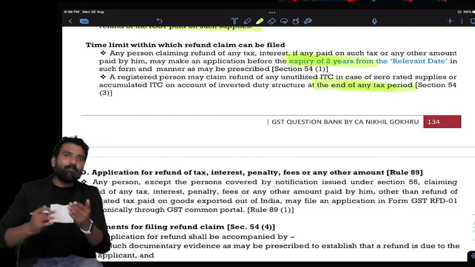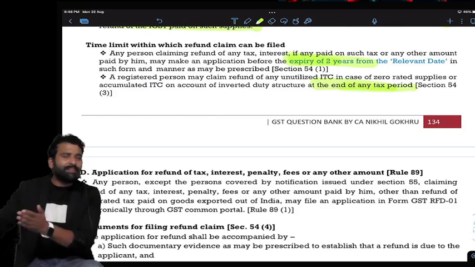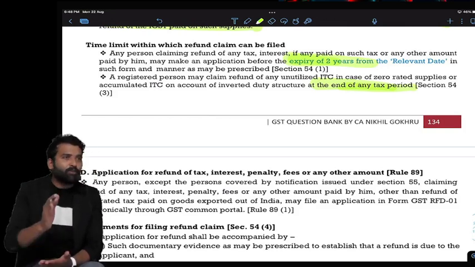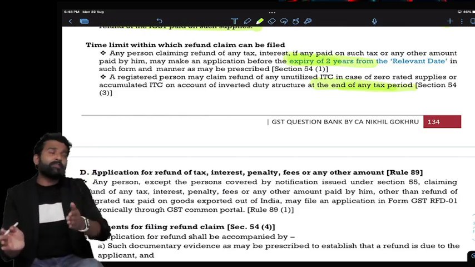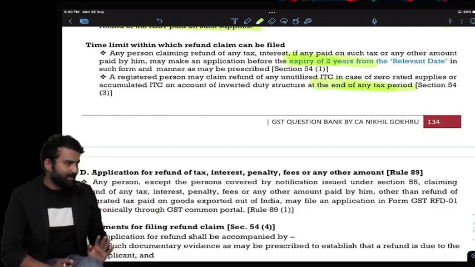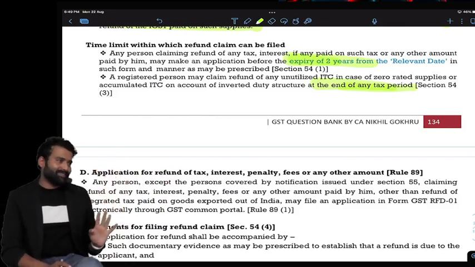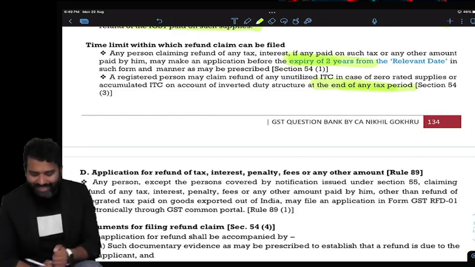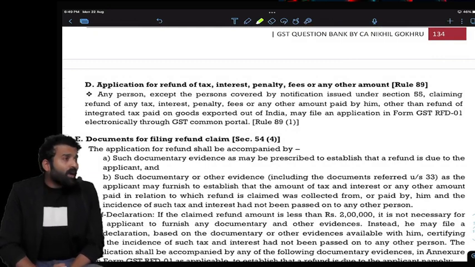So like I have paid the tax in May month. Like I have exported something in May month and I have an accumulated balance of a lot of ITC in the May month. I can claim the refund for the May month in June as well, after the end of the tax period. Or if I don't want to claim refund every month, I have an option to claim the refund at the end of the financial year as well. The 2 years will be counted from the end of the financial year. Clear? Okay, nice.